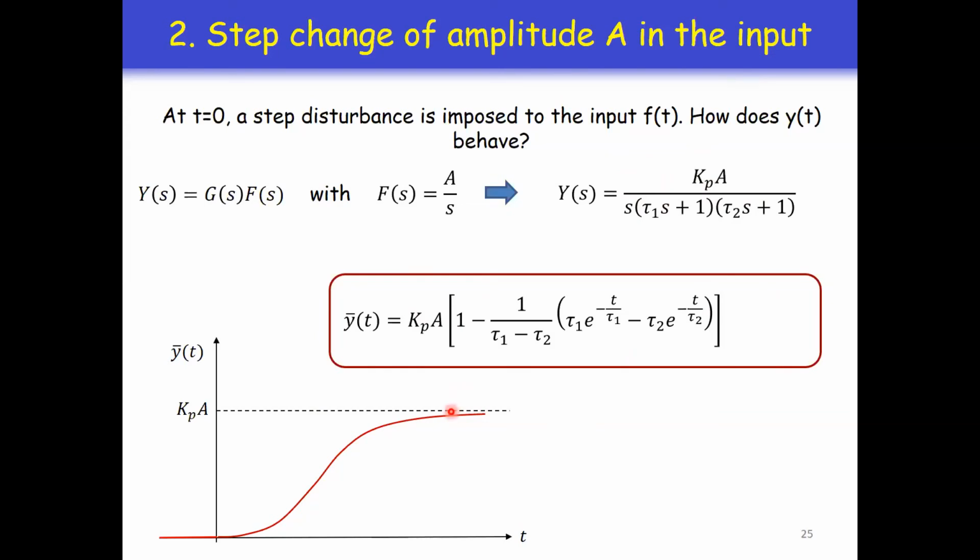But we are not really interested in the mathematics. We are interested in the physics. So if you have a step disturbance in the input, the output will respond like this. You will get a sigmoidal response. The asymptotic response will be kPa, which is the limit value of this function when time goes to infinity. When time goes to infinity, the two exponentials go to zero, and so the response goes to kPa.